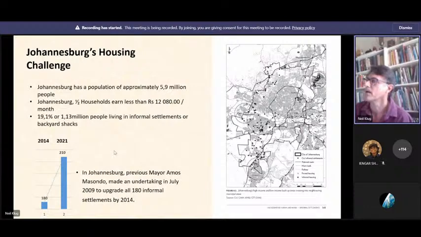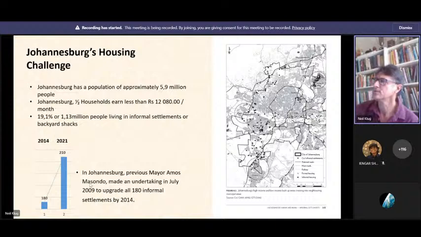And just to indicate how out of touch some of the politicians have been, in 2009 the then mayor of Johannesburg, Masondo, declared that they would upgrade all 180 settlements in Johannesburg by 2014. Well, now in 2021, we have 210 informal settlements that have not been upgraded. So they've really made zero progress and have actually gone backwards.